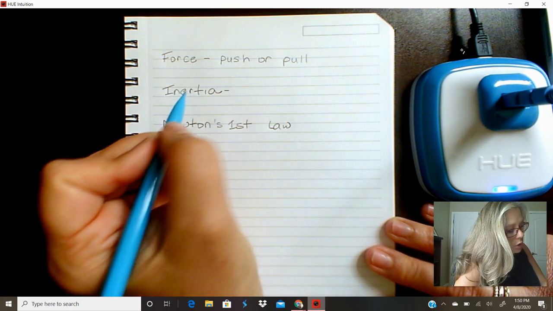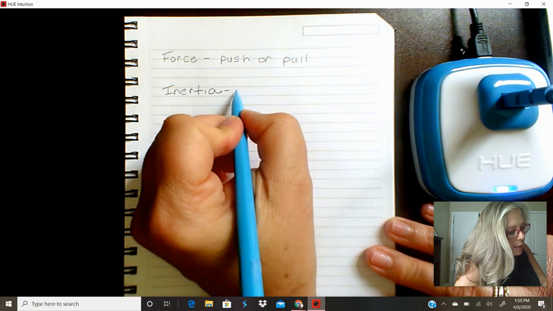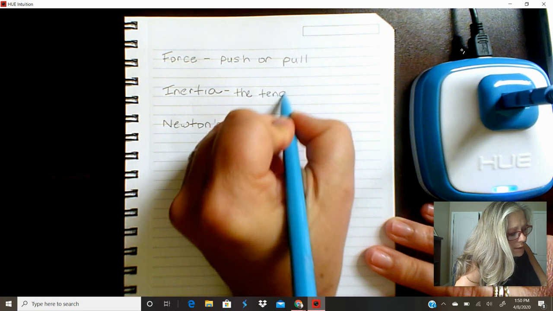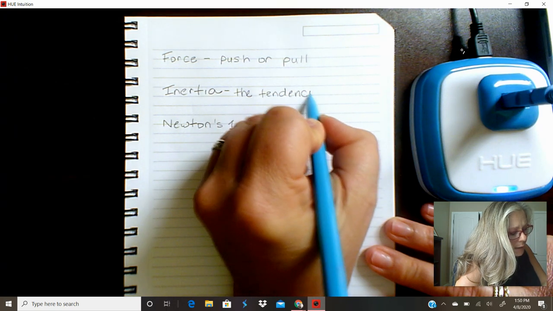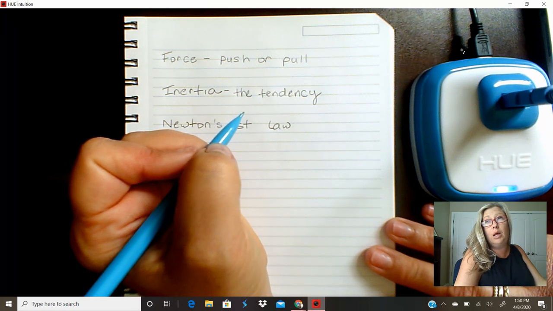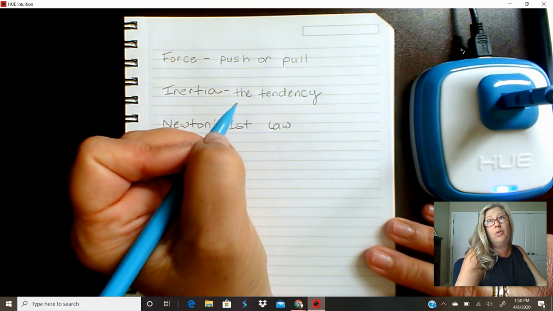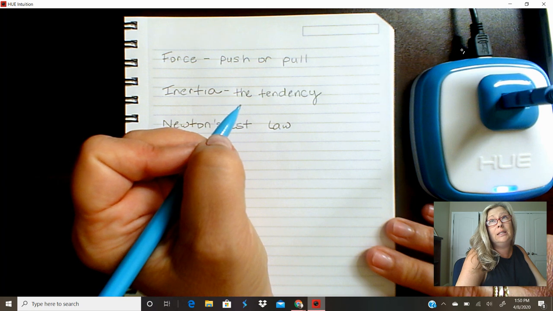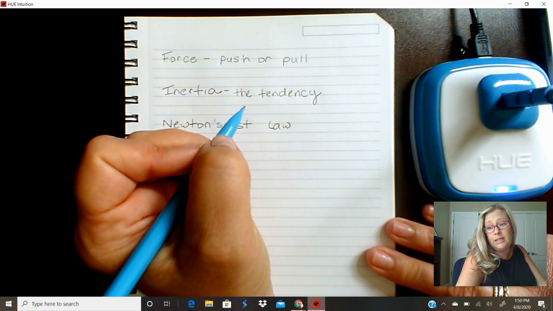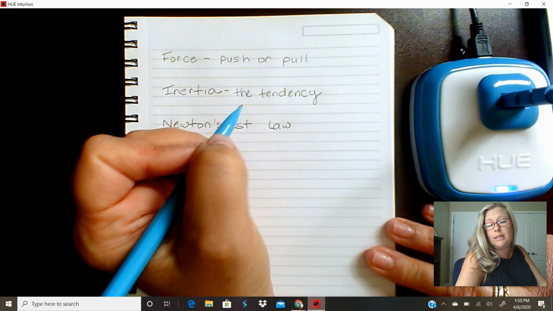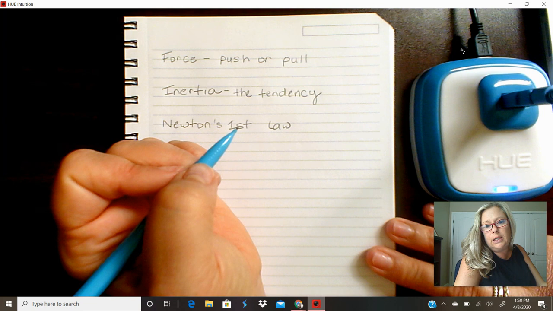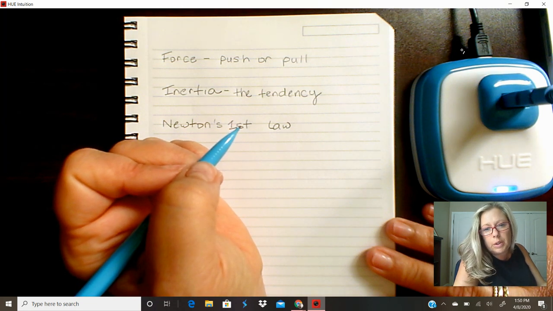Inertia is the tendency. A tendency is like a thing about something. Like Miss Godfrey has a tendency to be really nice and then all of a sudden just not be that nice anymore and then apologize. Say that's a tendency about me. A tendency is something that kind of describes something about the way that they usually are.